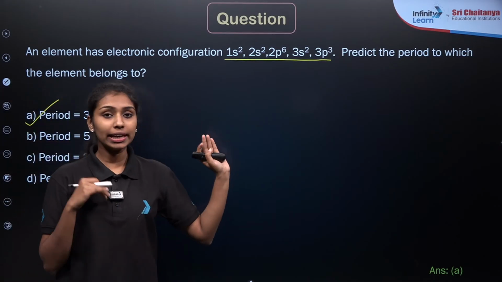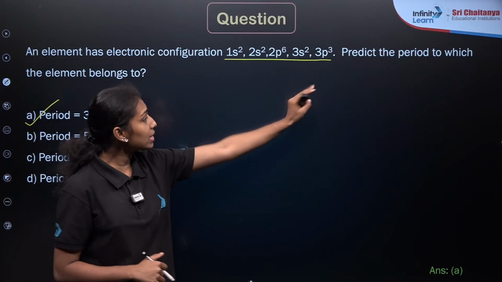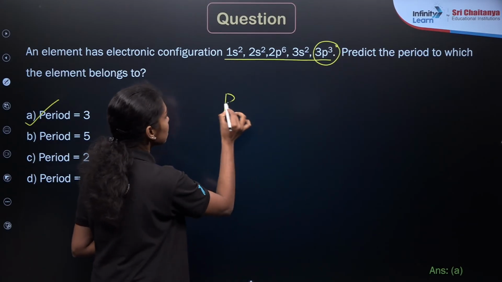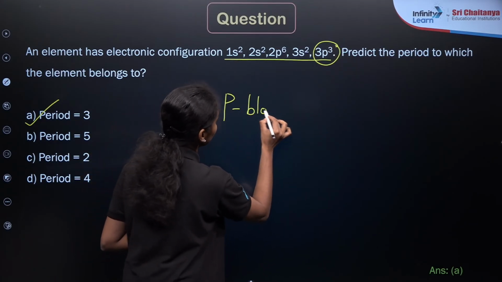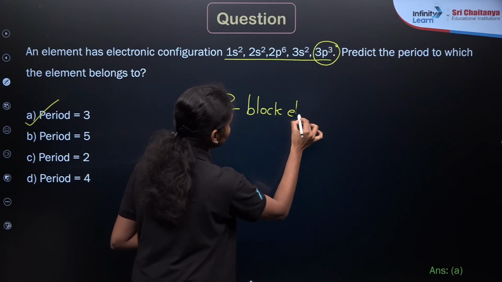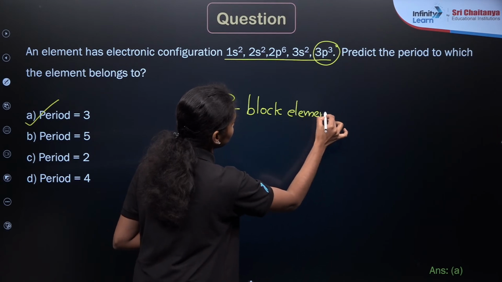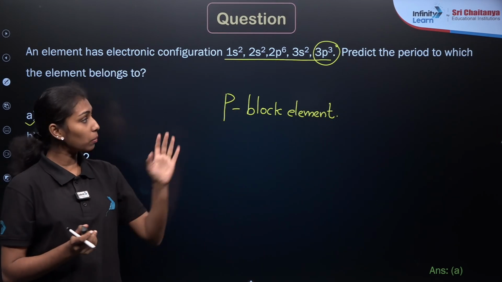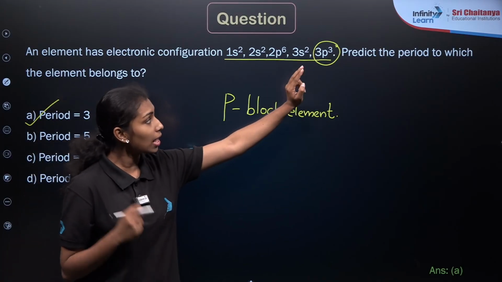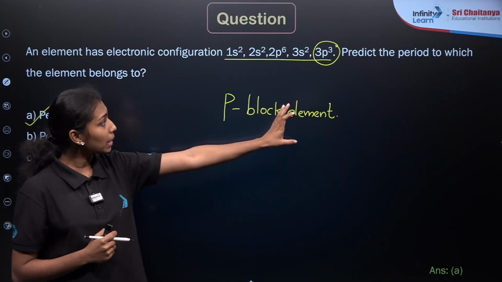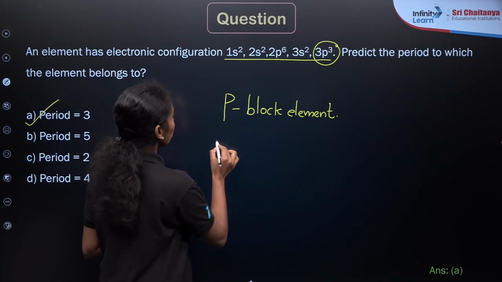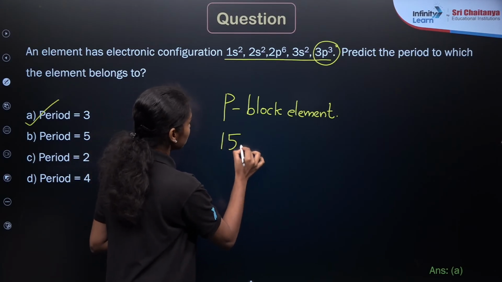From the same data, we can identify the block of this element, right? The last electron is entering into the p subshell. So this will be considered a p block element. Now, how can we predict the group of this element? If it is a p block element, we need to identify the number of electrons present in the p subshell, then add 12 to that. So it will be 12 plus 3, that is equal to a group 15 element.